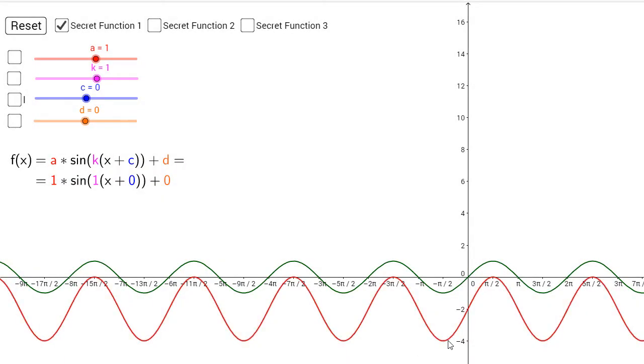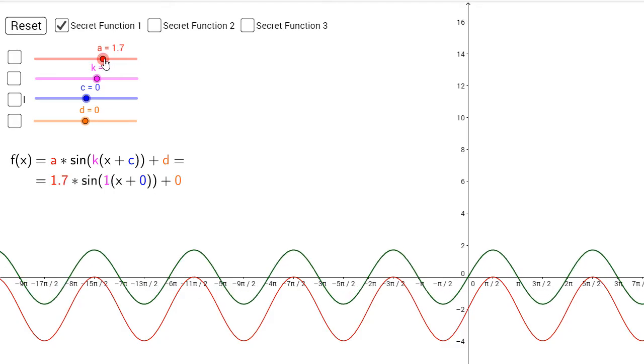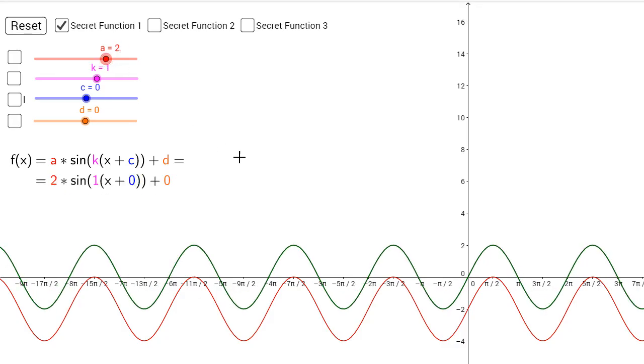I will add a secret function, this red function here. I would like you to pause the video and try to determine the transformation factors for this function. Let's start by determining the amplitude. The amplitude is the distance between one of the peaks, the highest or the lowest, and the center line, which in this case is minus 2. And we can see here that the highest peak is 0, and the distance between 0 and minus 2 is 2. And therefore the amplitude is going to be 2. Let me plug that in right away. Yeah, that seems to match pretty well.